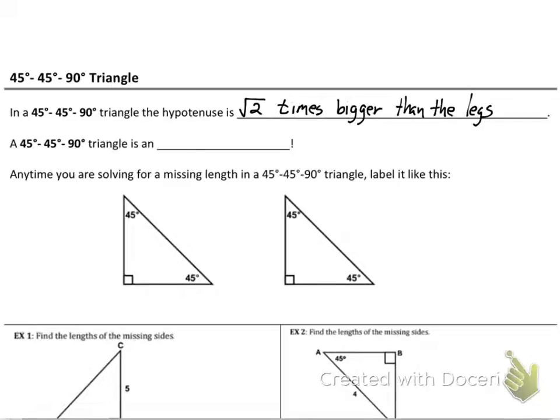Now if I have a 45, 45, 90 triangle, what type of triangle is it? Isosceles. It must be, because it has two of the exact same angles. Any triangle that has the exact same angles is going to be isosceles. That means the legs are the exact same.